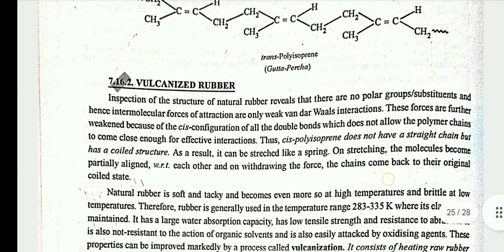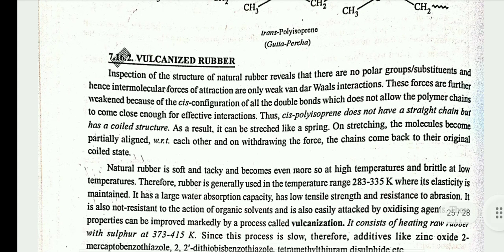Vulcanized rubber. Inspection of the structure of natural rubber reveals that there are no polar group substituents and hence intermolecular forces of attraction are only weak van der Waals interactions. These forces are further weakened because of the cis configuration of all double bonds, which does not allow the polymer chains to come close enough for effective interactions. The cis polyisoprene does not have a straight chain but has a coiled structure. As a result, it can be stretched like a spring.